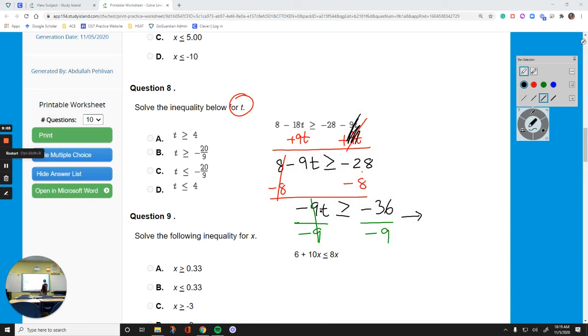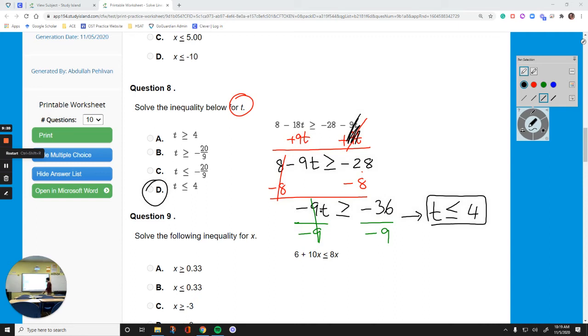My final answer is going to be t. Flip your sign. Instead of that greater than or equal, turn your sign into less than or equal. Divide these two numbers. They're both negative. They'll give you a positive 4. t is less than or equal to positive 4 would be my answer for this question.